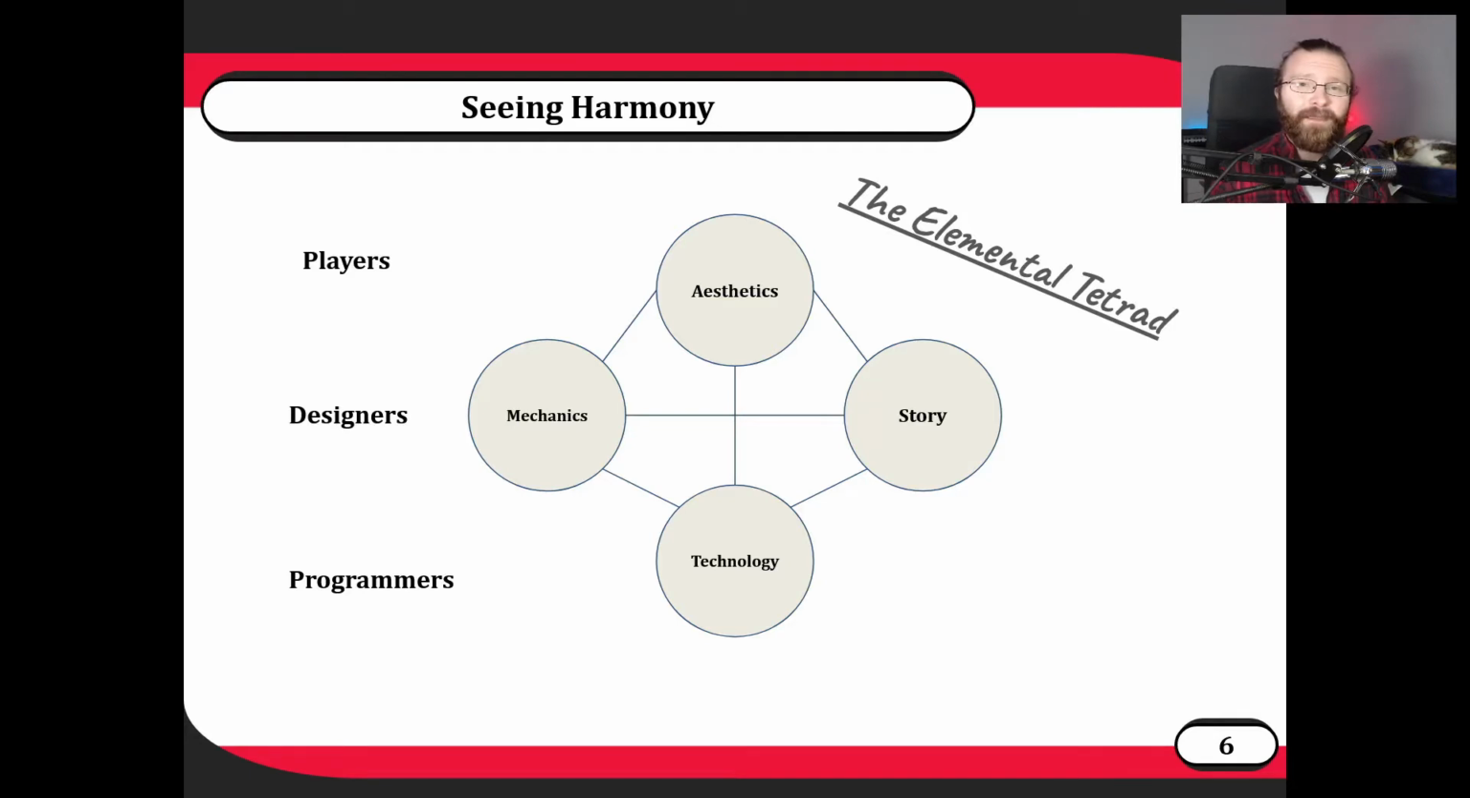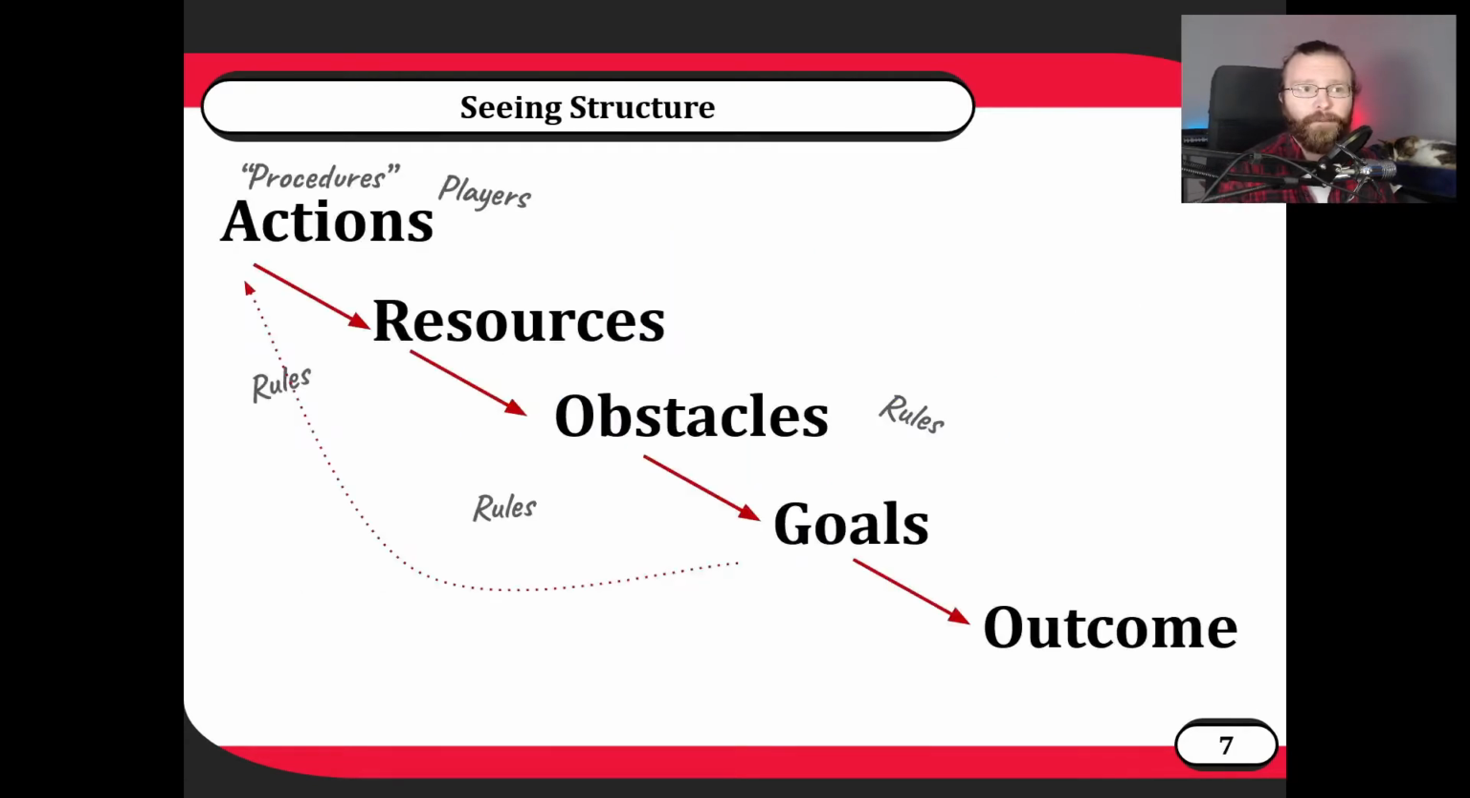We have the story, and that can be the literal story, or it can be the story that the player kind of tells to themselves, the actual happening of the game, if you will. And then we have the aesthetic, which in this case means the actual audiovisual aesthetic. What's the theme of it, and how does that contribute to the overall harmony of your game?